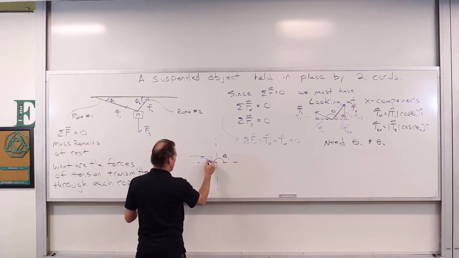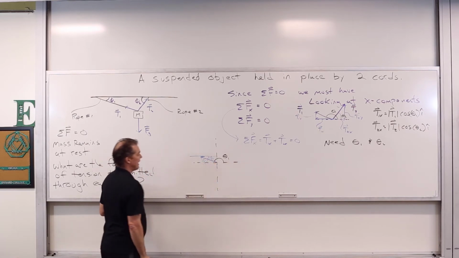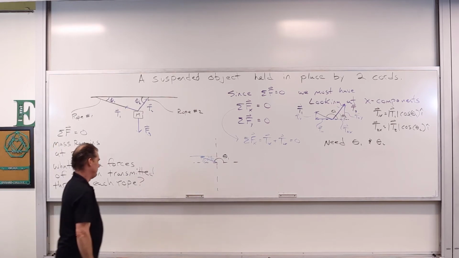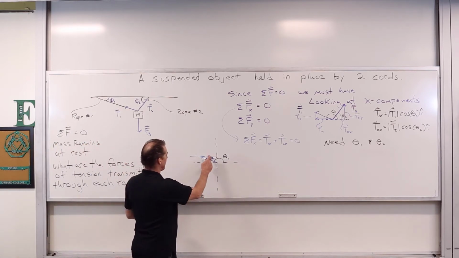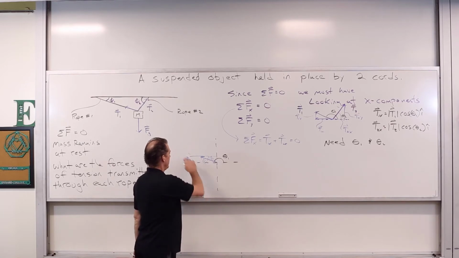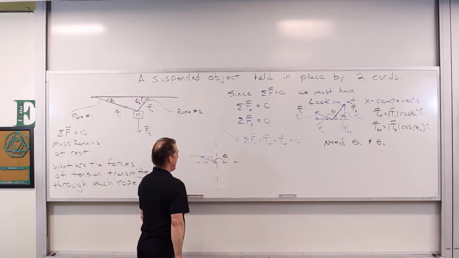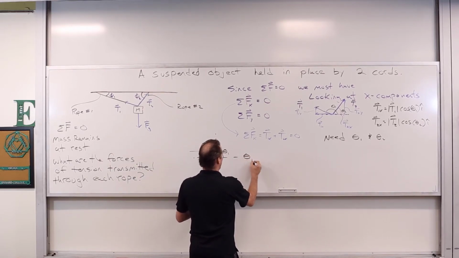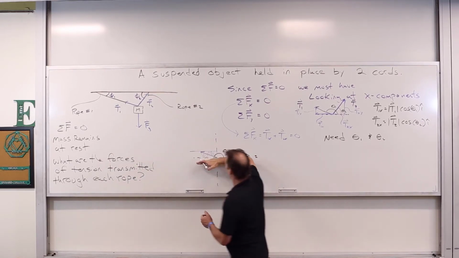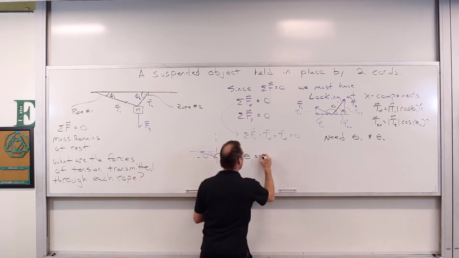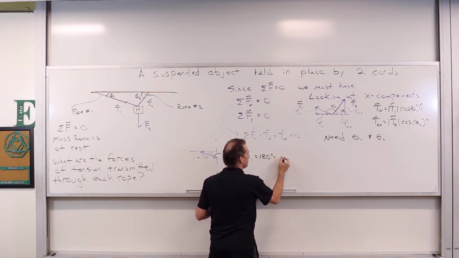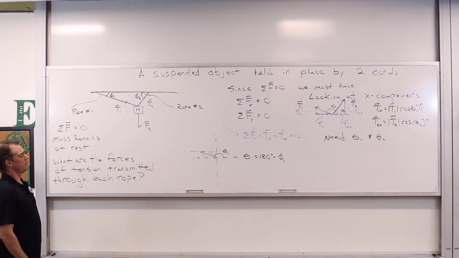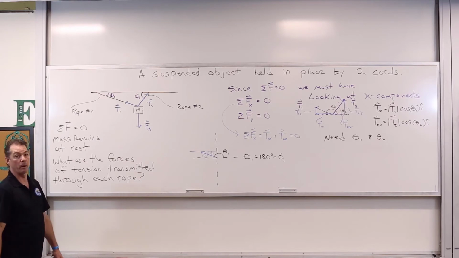Well, this phi 1 is the same as that angle right there. That's it. We've got vertical angles, alternate interior angles, however you want to look at it. That angle there and that angle there are the same, because the ceiling is horizontal to the x direction. So if we want theta 1, theta 1 is going to be equal to 180 degrees minus phi 1. So whatever phi 1 is, we just say 180 minus that, that's our theta 1.